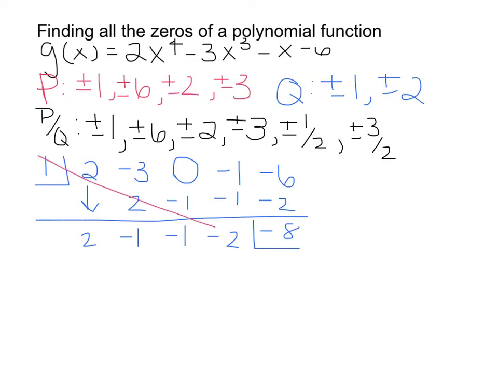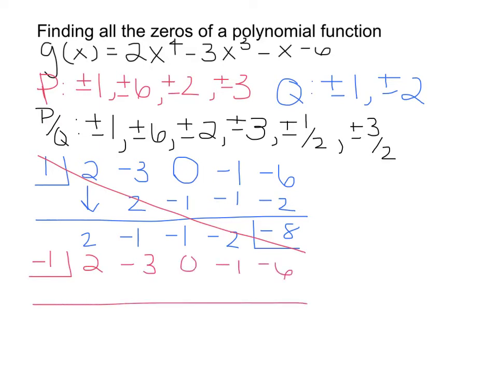So I'm going to redo the whole thing again, and I'm going to try negative 1 this time. So negative 1, and then 2, negative 3, 0, negative 1, negative 6. Okay, bring down the 2. Negative 1 times 2 gives me negative 2. Negative 3 minus 2 gives me negative 5. Negative 1 times negative 5 gives me positive 5, and I get 5. Negative 1 times 5 gives me negative 5, which gives me negative 6. Negative 1 times negative 6 gives me positive 6, and I get a remainder of 0.